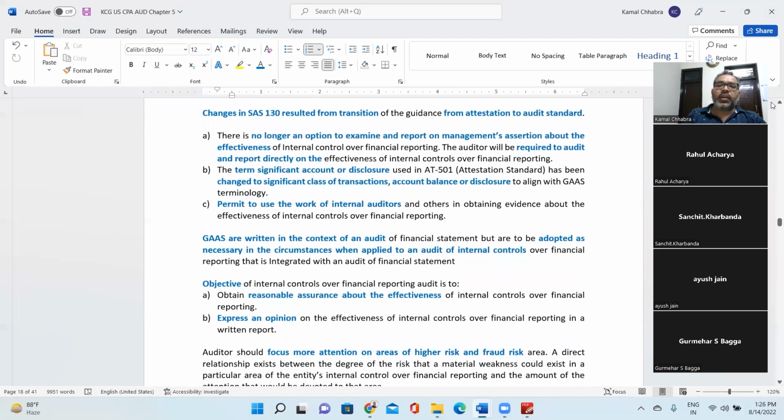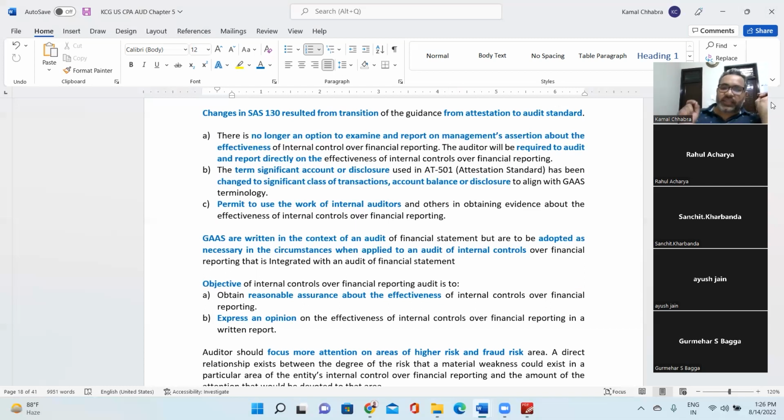The change in SAS 130 results from the transition of guidance from attestation standard to audit standard. So what was the attestation standard earlier has been converted into the auditing standard, and certain nomenclature has been changed in that standard. What has been changed? First point: there is no longer an option to examine and report on the management assertion about the effectiveness of internal control. The auditor will be required to audit and report directly on the effectiveness of internal control. So this is one change from the earlier standard to the new standard.